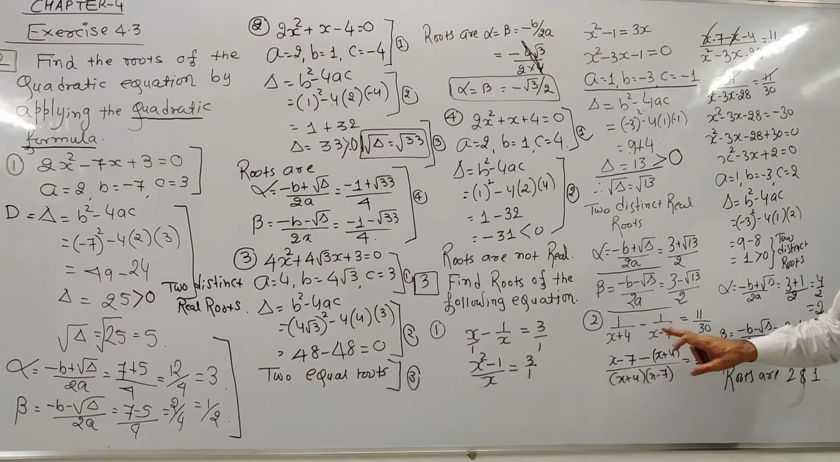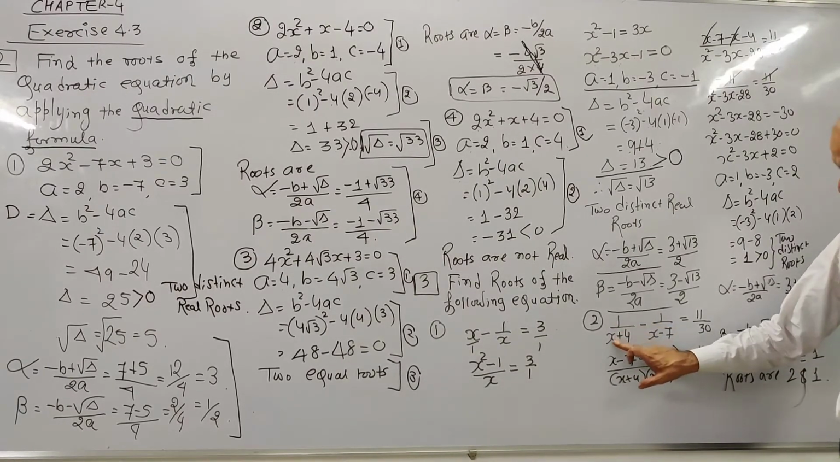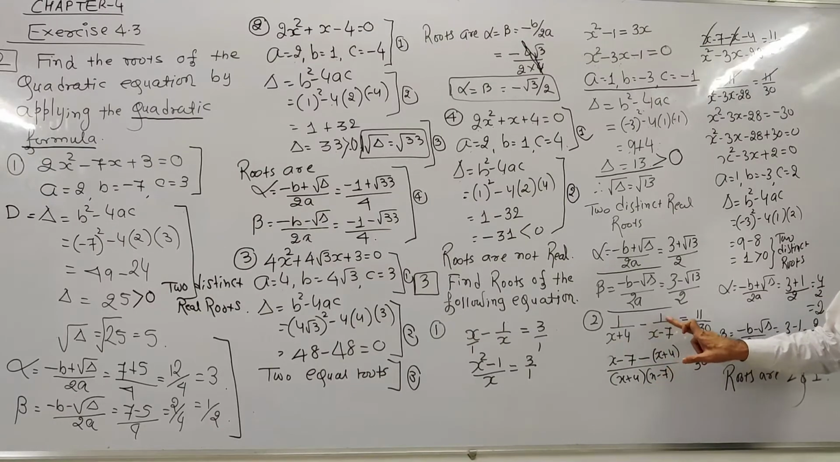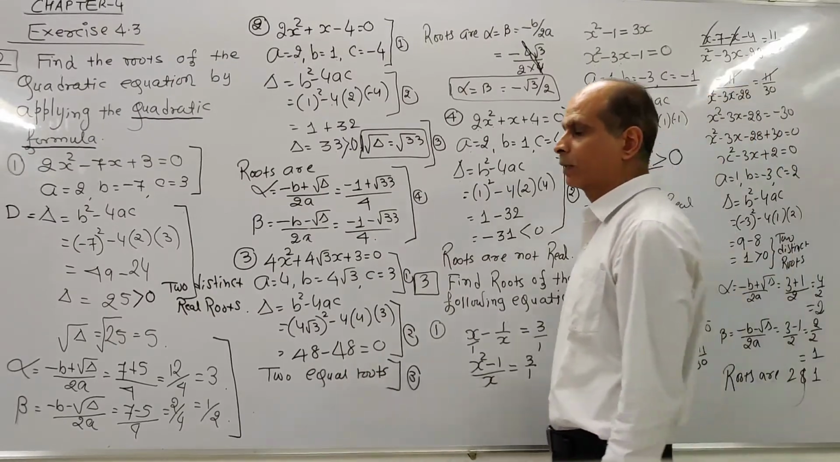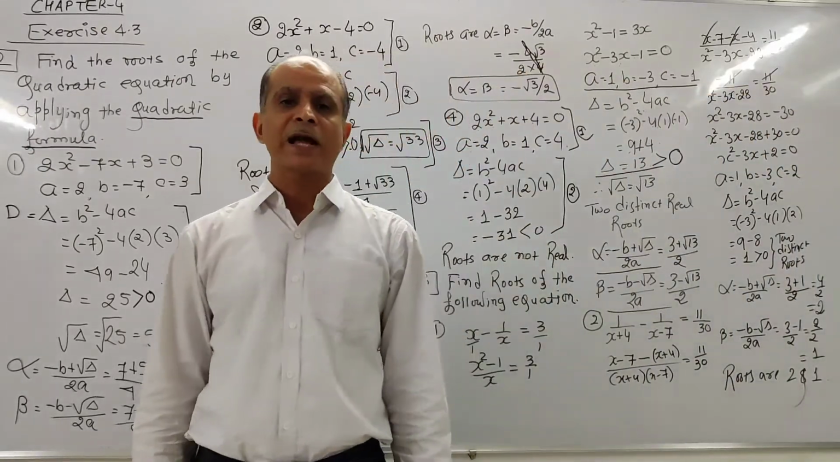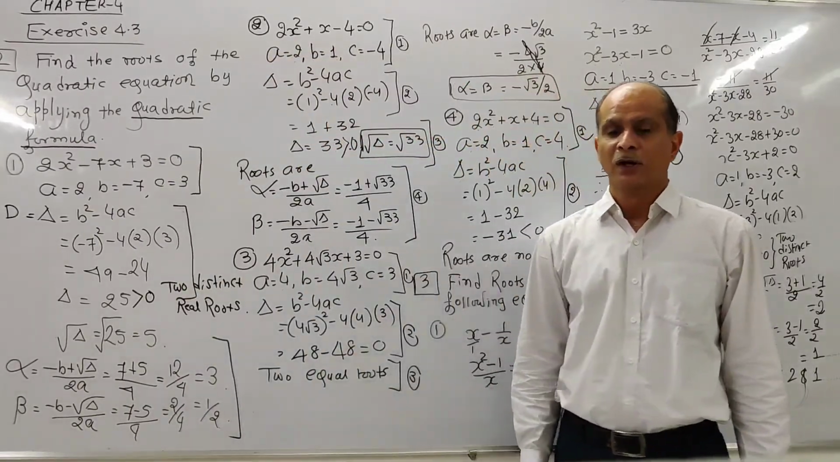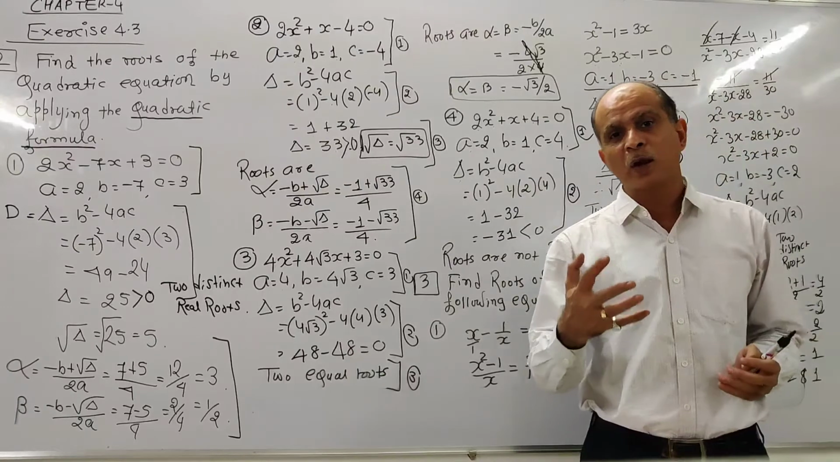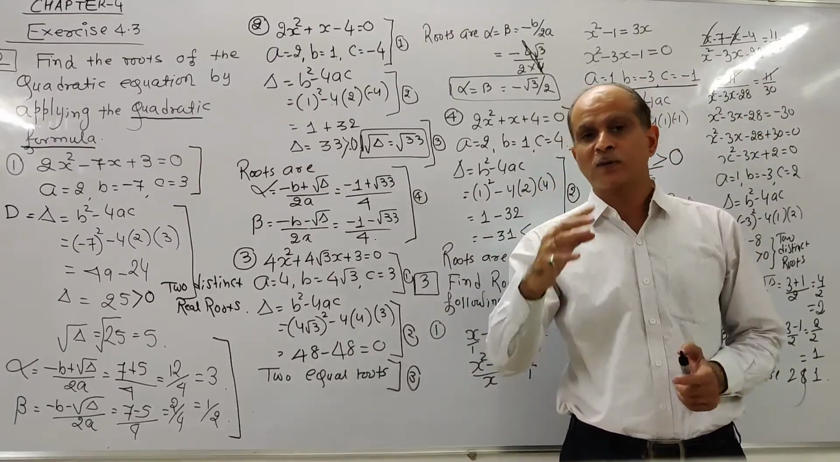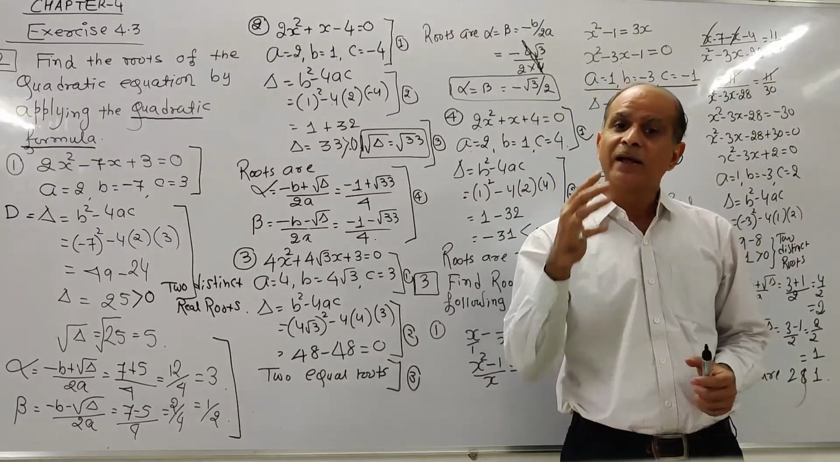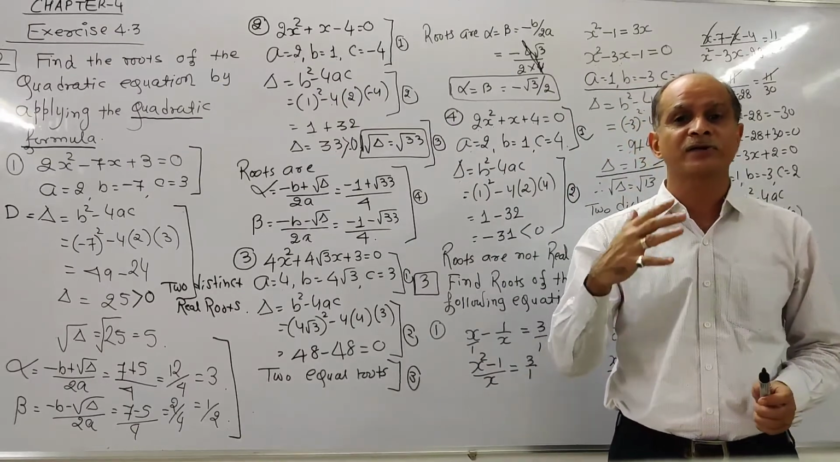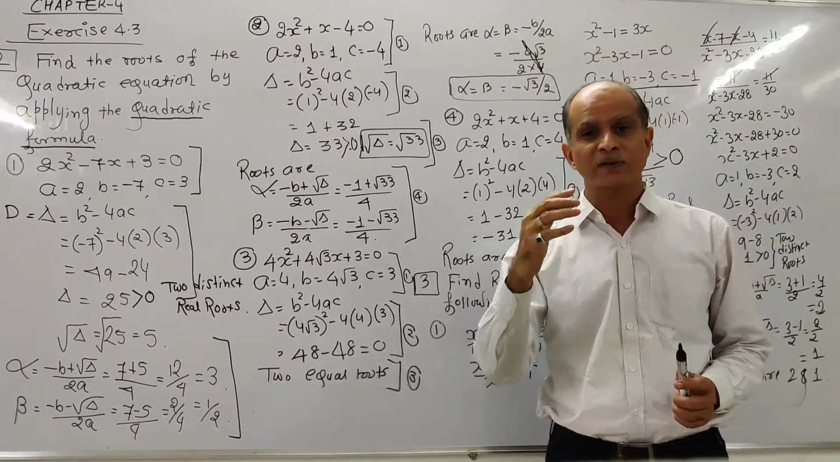Well, another equation is given to you: 1 upon x plus 4 minus 1 upon x minus 7 is equal to 11 by 30. Again, here in this example, the equation is not directly in the form of ax square plus bx plus c is equal to 0, so it is difficult to find out the value of a, b and c. So first of all you have to expand this equation and then convert it in the form of ax square plus bx plus c.